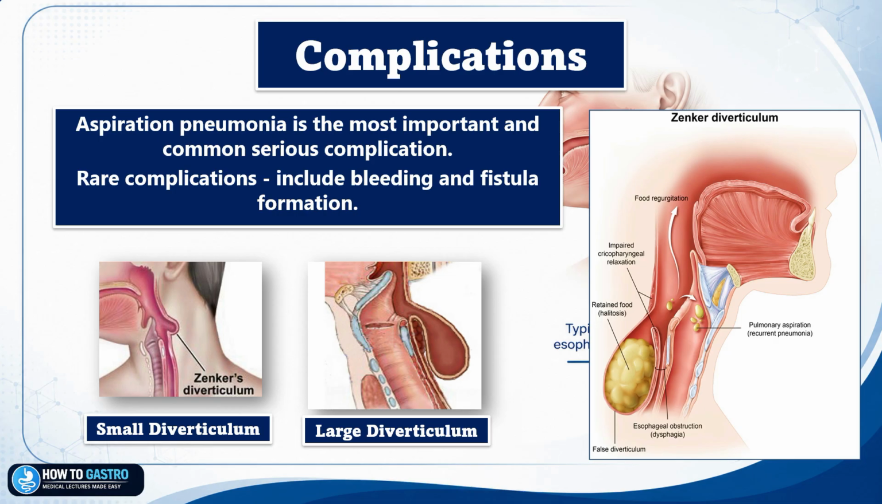So what are the complications of Zenker's diverticulum? As we mentioned in the past two slides, aspiration pneumonia is the most important and common serious complication. Other rare complications include bleeding of this diverticulum and also the formation of a fistula. A fistula is a channel that forms between the diverticulum and the trachea, for example. So it can cause a channel right through here. As you can imagine, that will cause serious havoc and expedite the recurrent pneumonias or pulmonary aspirations. So that's quite a serious complication indeed.